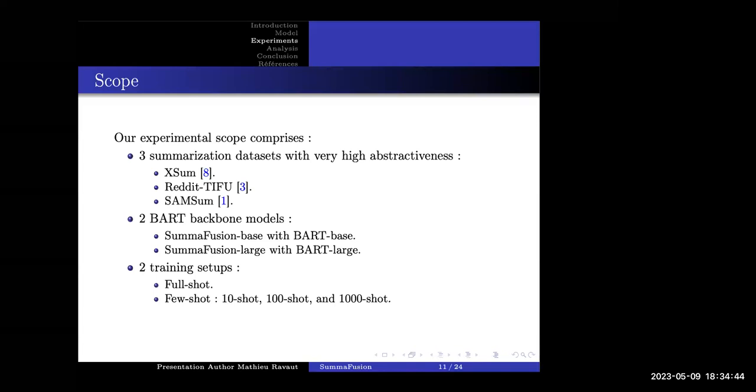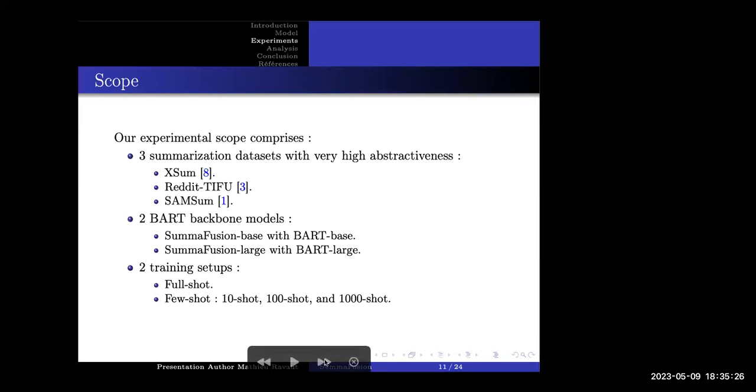We use SAMSum, which is a dialogue summarization dataset. Here, the source is quite short. It's typically a short conversation between 2 to 4 people, talking maybe like 2 or 3 times each, short sentences. And the summaries are very abstractive. They just give an overview of what the dialogue was about. For the backbone of SummaFusion, we experimented with both BART base, just as a reference, and BART large, and we trained it in full shots using the entire training data set, as well as in few shots, 10 shots, 100 shots, and 1,000 shots.